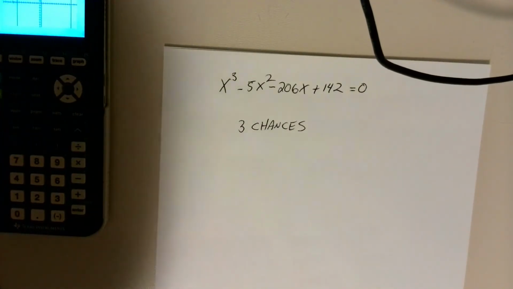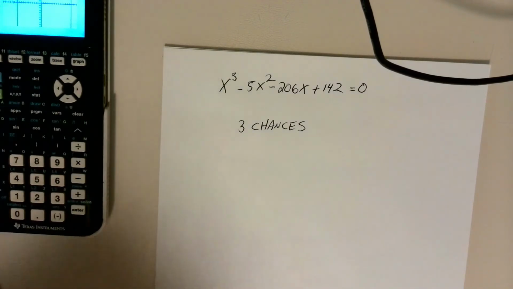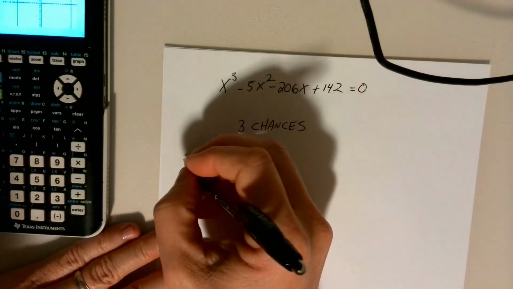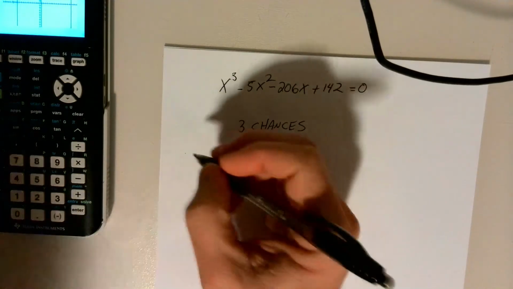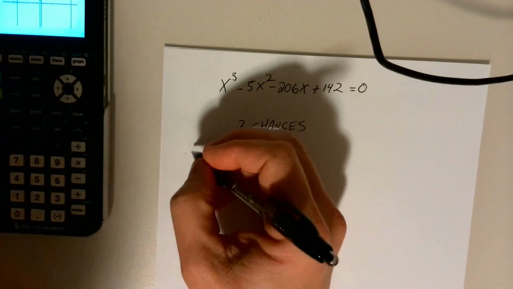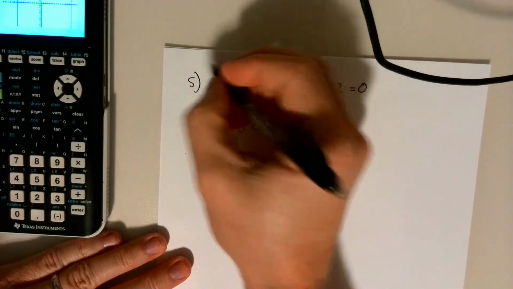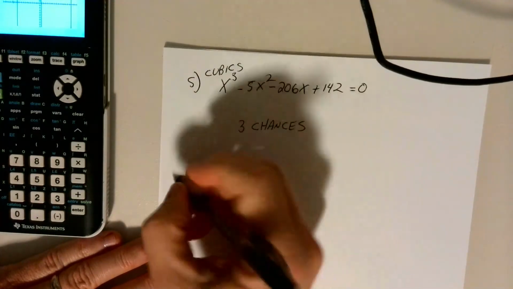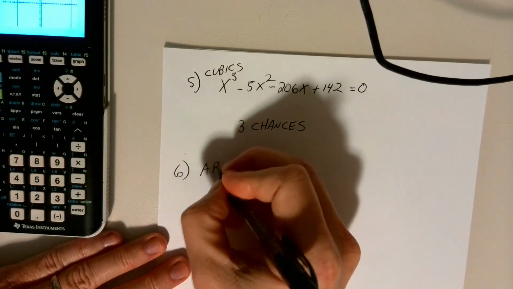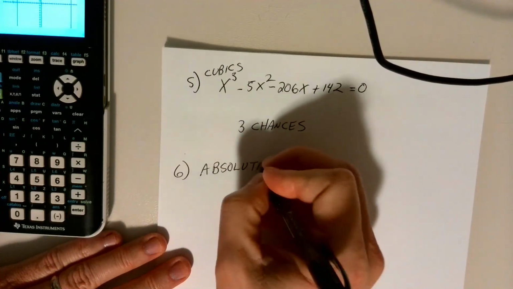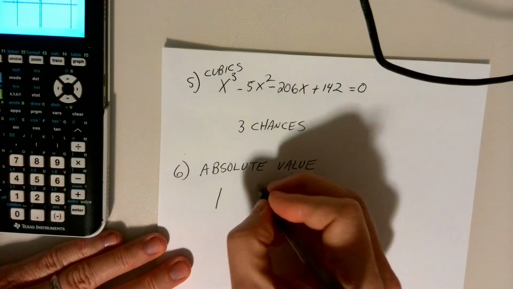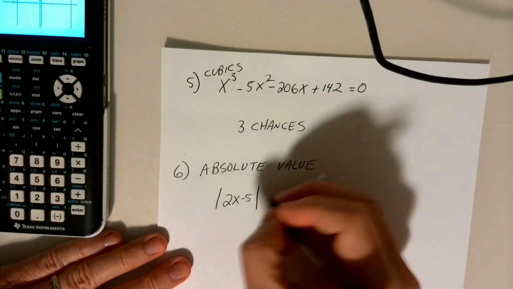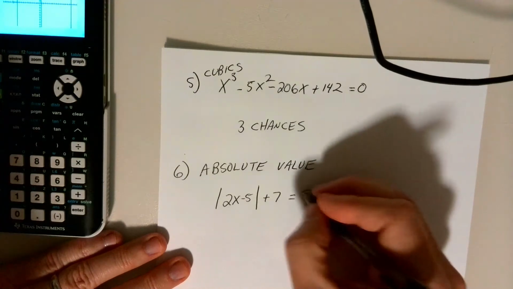Okay, let's see other things that we need to be able to find in this unit. There's going to be a couple of these ones too. So besides quadratics, another thing that we have that looks kind of like that is absolute values. So this is, I think it's number 5. Oh, this was 5. This was cubics. And then we'll call this 6, absolute values. So if I'm solving an absolute value equation, I'll have something like this. Absolute value of 2x minus 5 plus 7 equals 8.